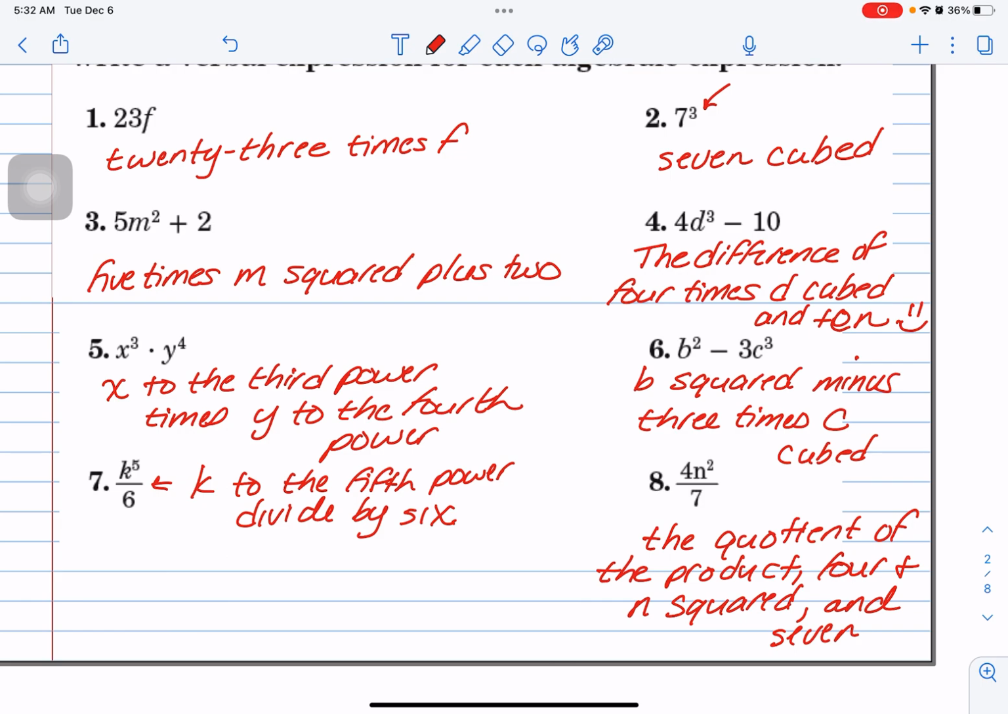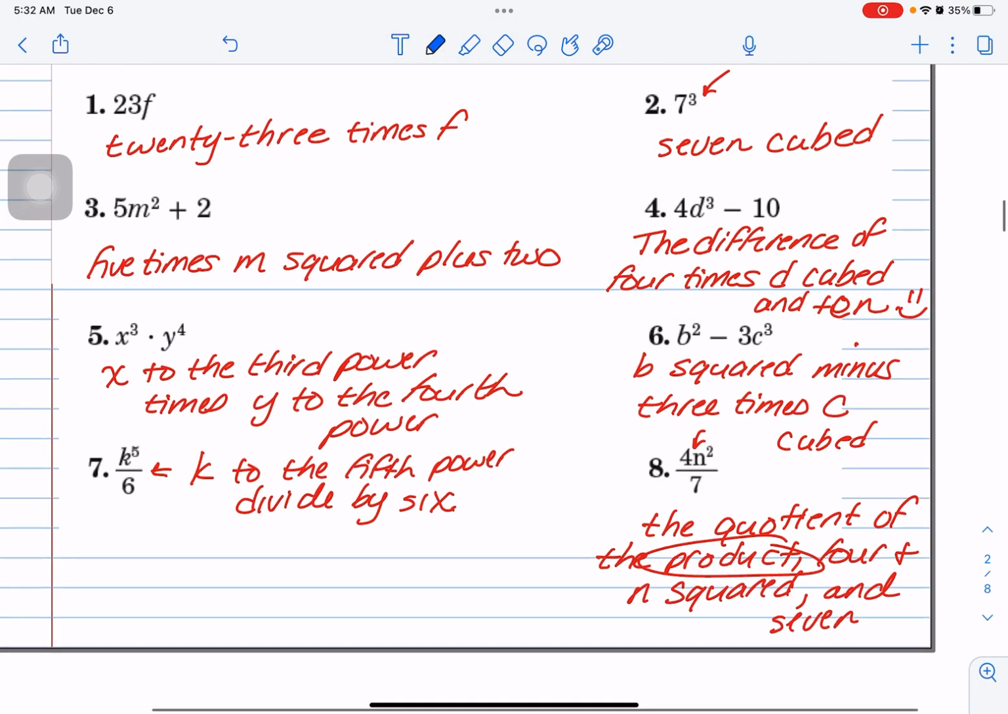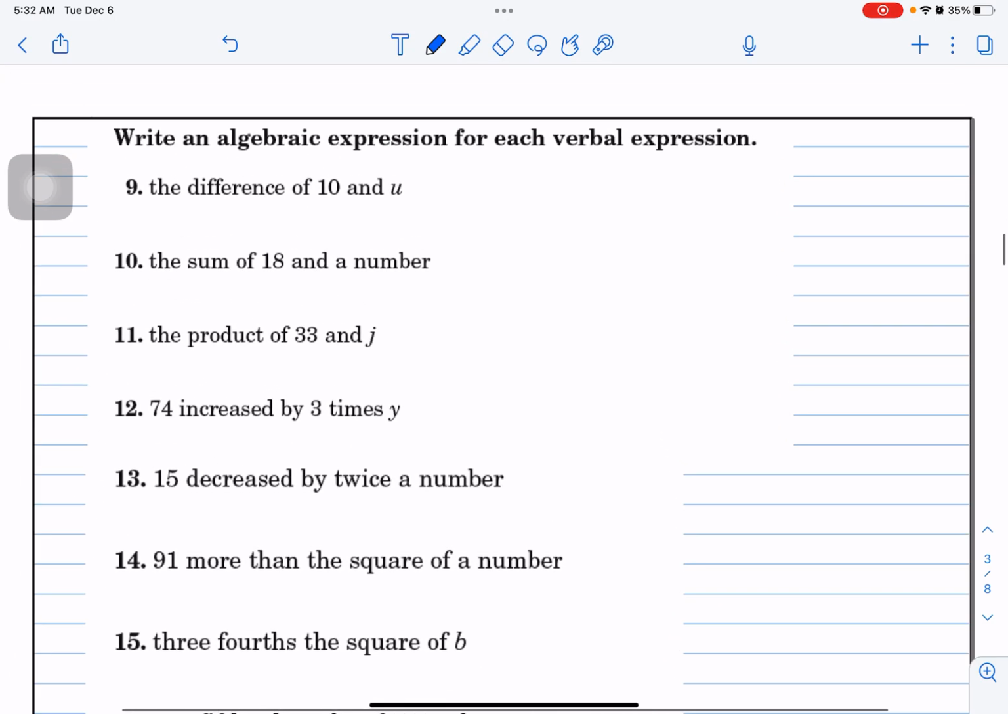But your goal is just to take those expressions and write them using words, making sure you're writing out the numbers and everything. And again, the biggest thing is not to just say 4n squared, but make sure you show the operation that is happening between that 4 and n squared. All right. If you have questions, make some notes and let me know tomorrow as well.